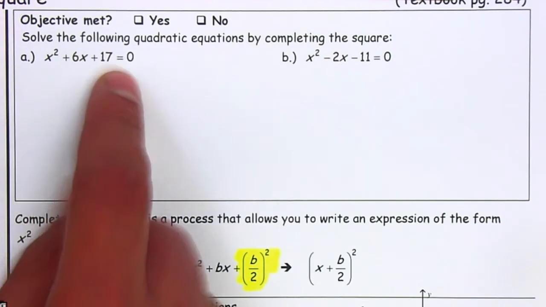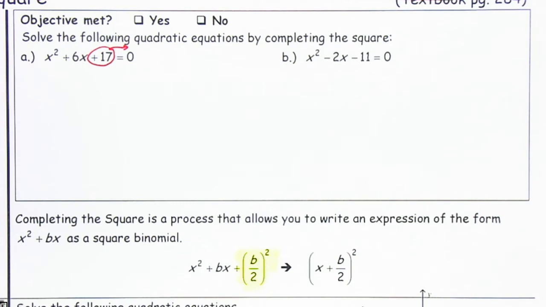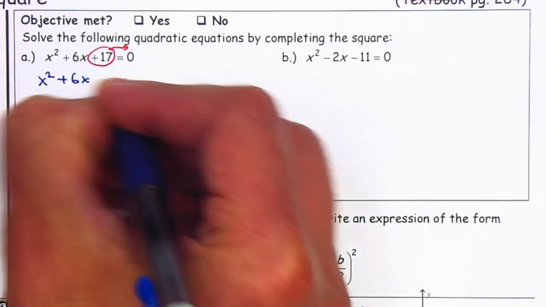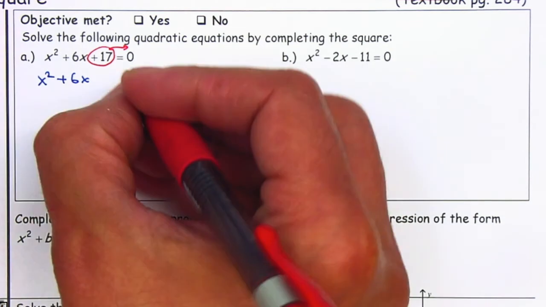So for the objective met, we have x squared plus 6x plus 17. We need to complete the square. That means I need to move the 17 to the right. That will become a negative. We have x squared plus 6x. I'm going to leave some space, and that will be negative 17.